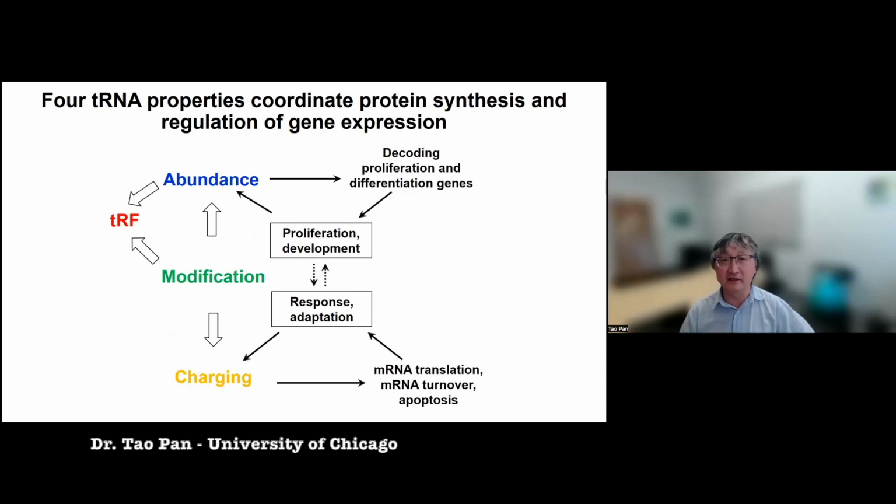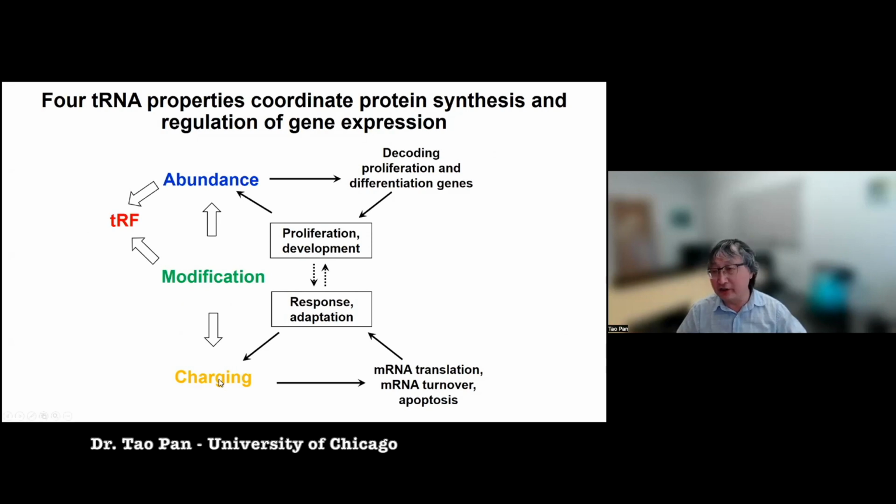So one thing we're interested in: there are four properties we really want to study simultaneously, and I call them abundance, modification, charging, and fragmentation. So what does this mean? First, tRNA abundance. Each cell type or cell state will generate certain expression levels of tRNA that are needed to decode codons. And under normal conditions, the relative abundance of the isoacceptors or isodecoders allows the cells to balance supply and demand for decoding.